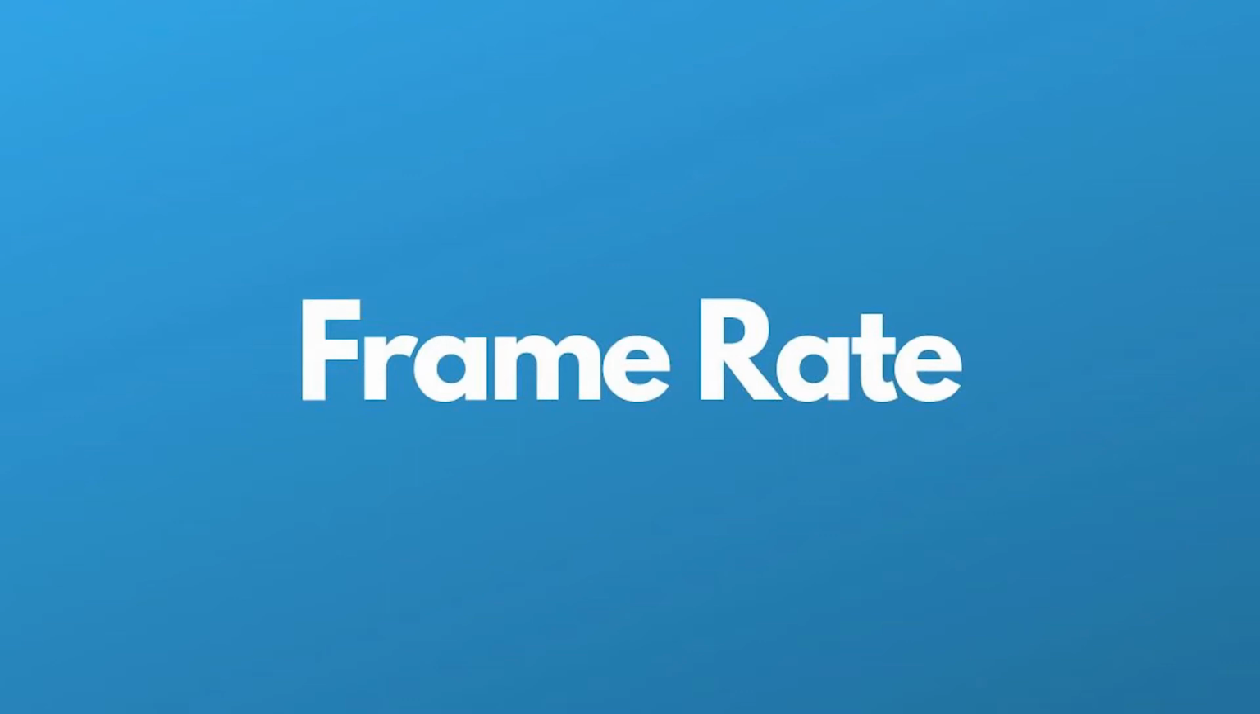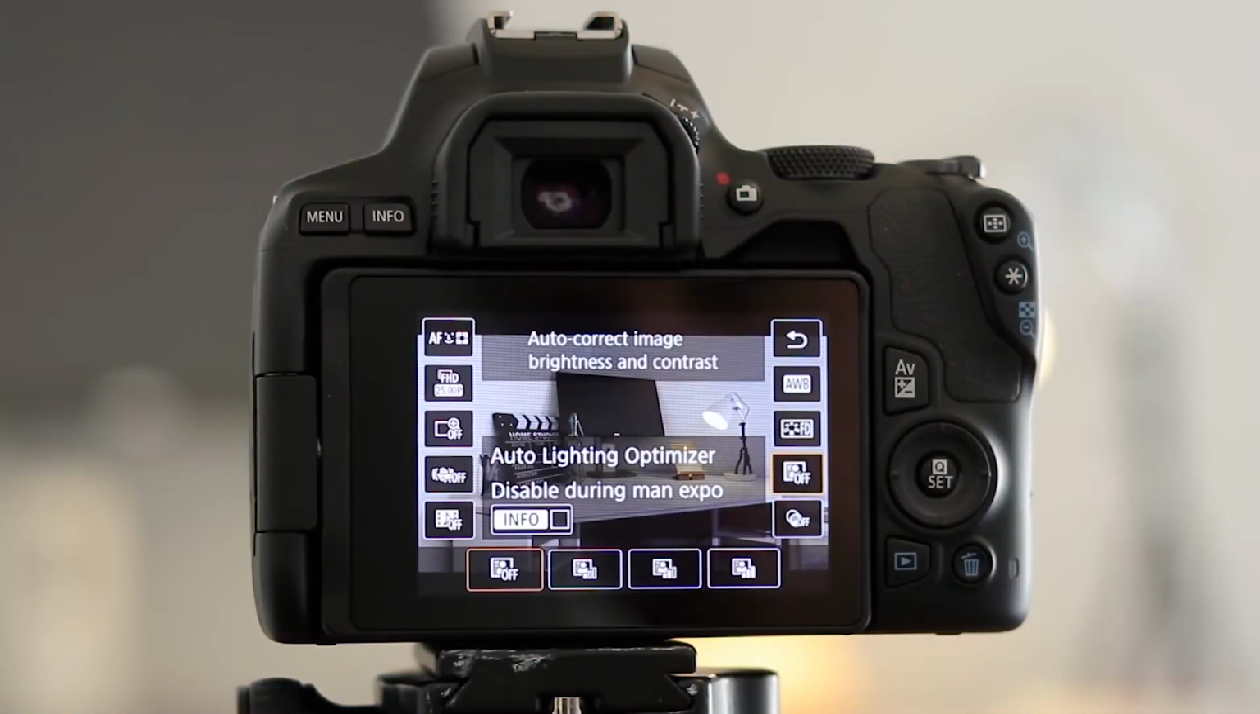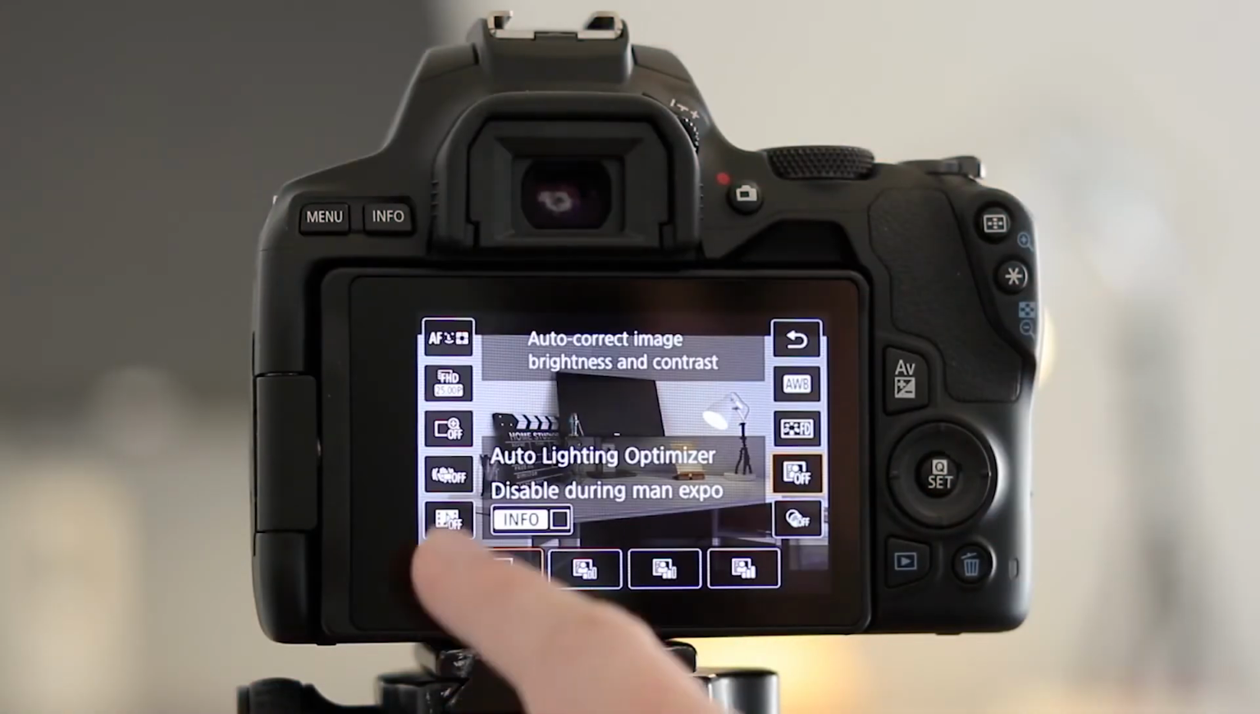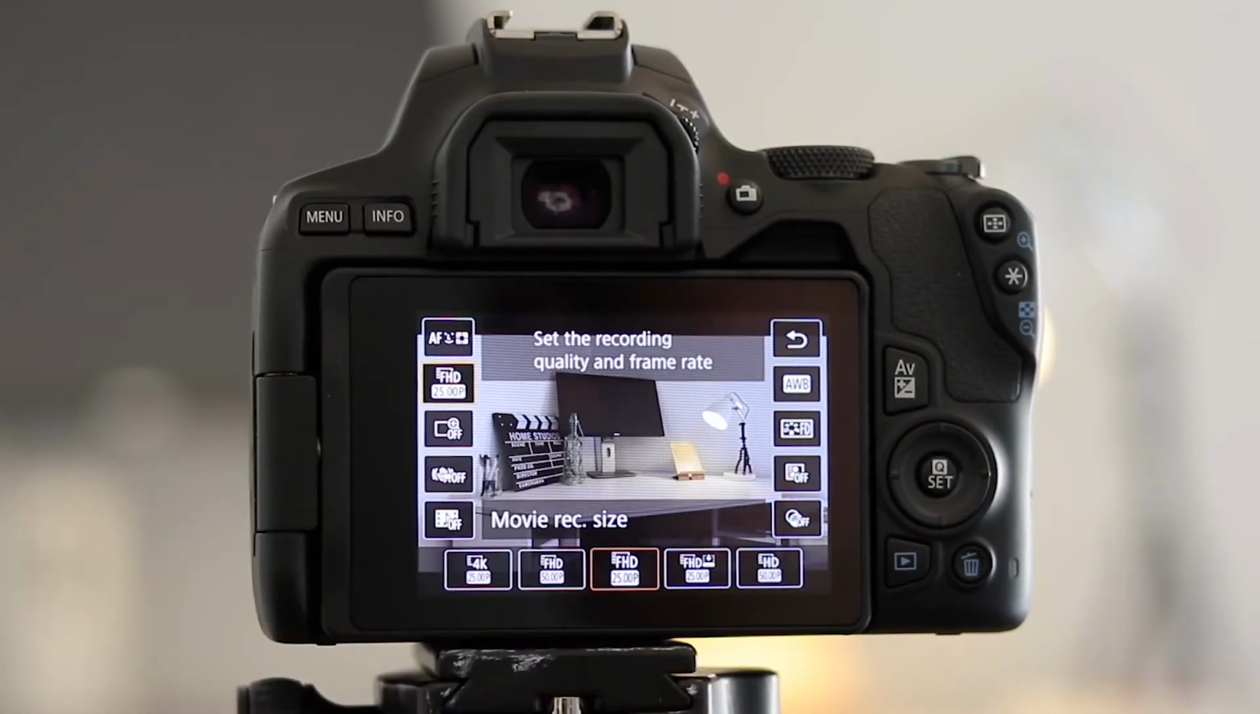Anyway, without further ado, let's jump into today's video and check out the best video settings for the Canon 250D. The first place we want to start is frames per second. And you've got two options which will really be of interest to you.